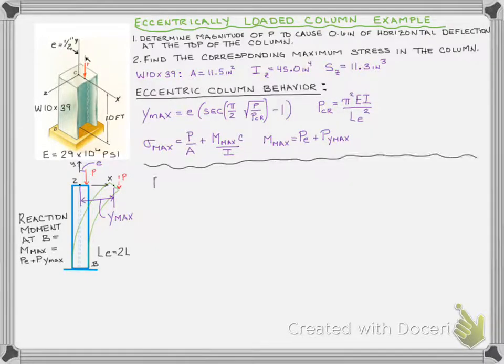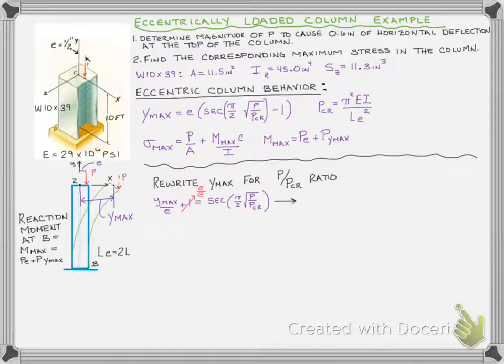So let's go ahead and rewrite that Y max equation that we're able to get out of section 10.2 for the P over P critical ratio, because our goal is to find what P causes a Y max of 0.6 inches. And we can find P critical from our standard P critical formula. And so what that's going to look like is we can immediately divide the E from the right side and divide Y max by E, and then move the 1 over to the left side of the equation.